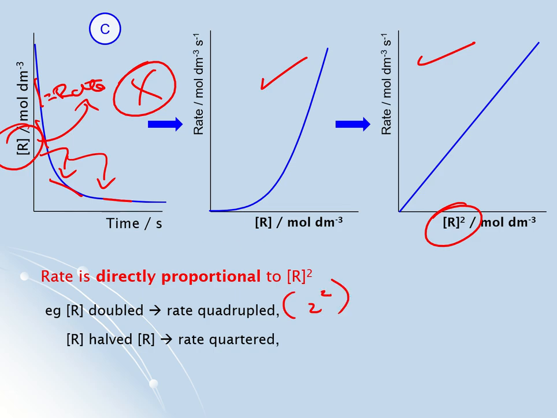If I halve the concentration, the rate is quartered. So in other words, 0.5 to the 2. Second order. If I treble it, 3 to the 2, it goes up by a factor of 9. Those are how you pick out your second order reactants.